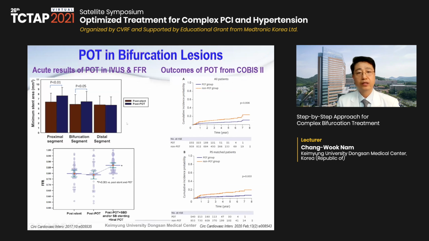About the POT technique, we can achieve not only an initial gain of minimal lumen area, but also increased blood flow. When you follow patients after POT, compared to without POT, the POT group has a lower event rate during long-term follow-up data. So POT will be very helpful for bifurcation PCI.